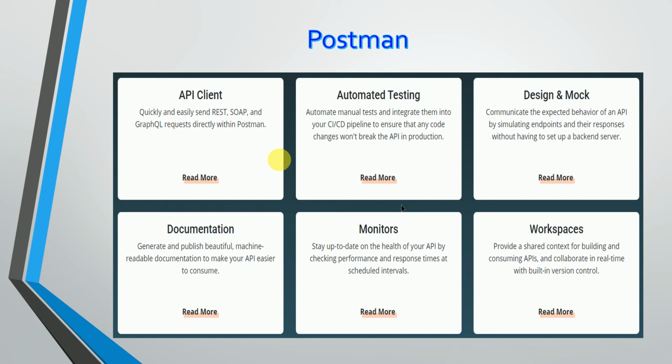Documentation: generate and publish beautiful machine-readable documentation to make your API easier to consume. Means you can test your application, and whatever the smallest error, it will give you the result. So there are fewer chances of error inside your application. So you should first test your web API or any API in the Postman application.